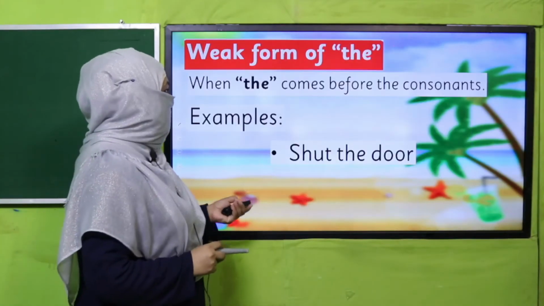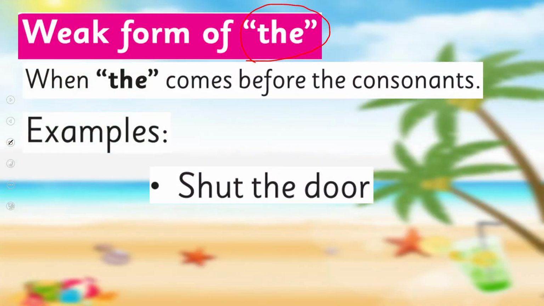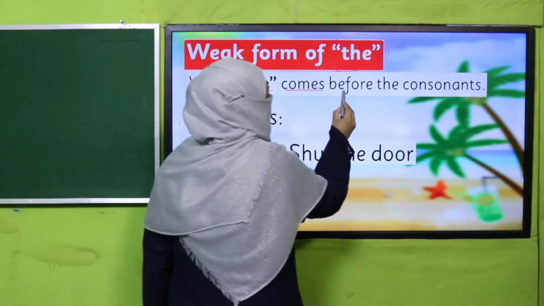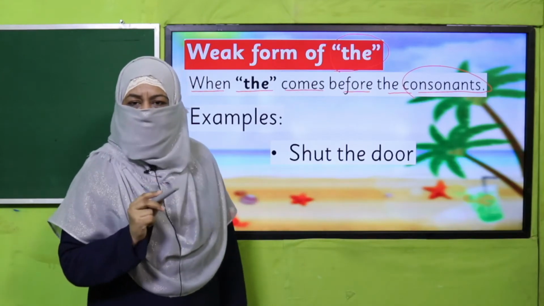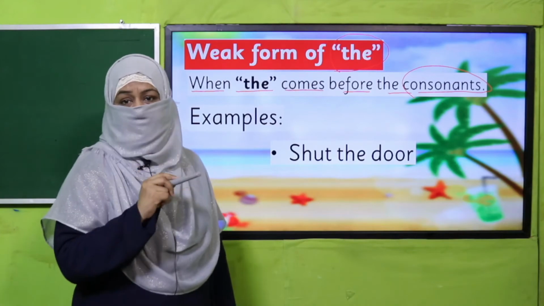Okay. The next is the. It's the weak form of the, and when the comes before a consonant. So how do we find out? We are going to say it "thee" or "thuh." "Thee" is the strong form, "thuh" is the weak form.